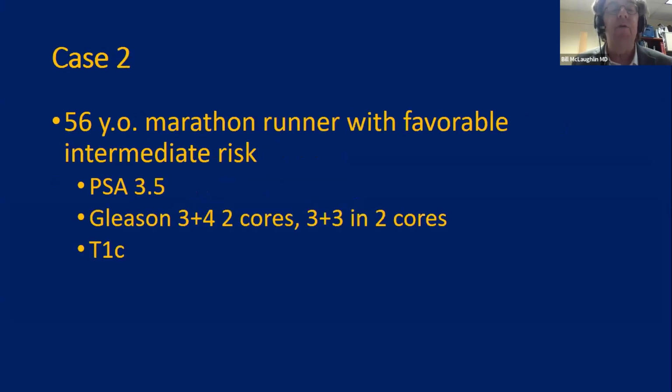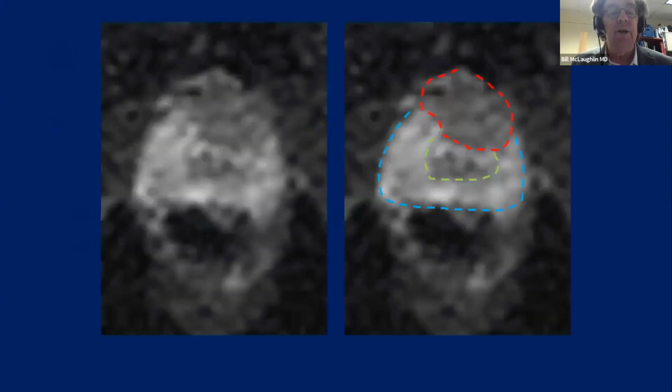Case 2, a 56-year-old marathon runner with favorable intermediate risk, a very smart guy, a science teacher. He came in and said, I either want seeds or I want to watch and wait. So he can watch and wait. He's sort of on the outer limits of that, but at 56, boy, is that ever hard to get someone to watch and wait. But he did an MRI, and instead of having favorable intermediate risk, look what we found. A big tumor growing out. That's the black.